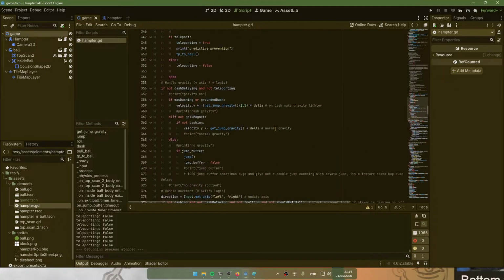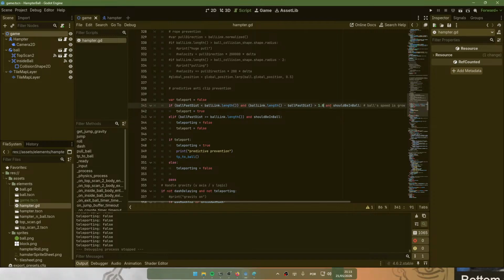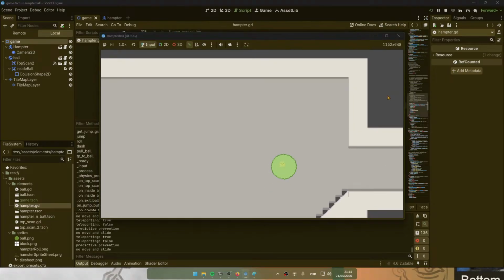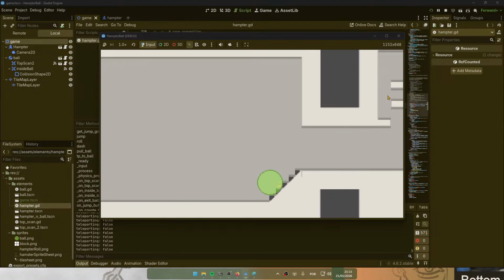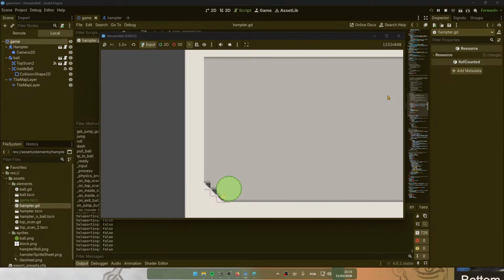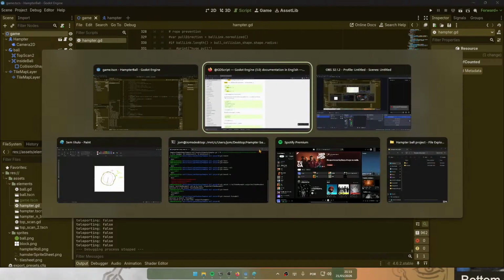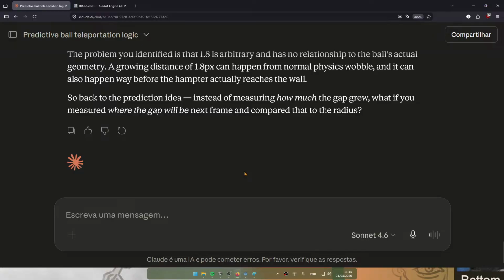Alright, so back at the predictive clip prevention. What if I set this to 2? A value of 2. It doesn't change anything. But this was the closest. Alright, so instead of measuring how much the gap moved, what if you measured where the gap will be next frame and compare that to the radius?